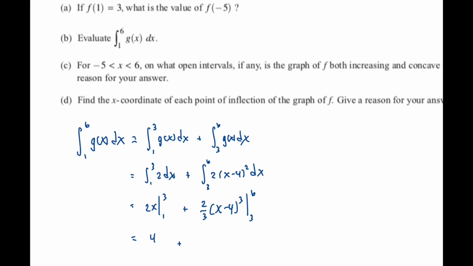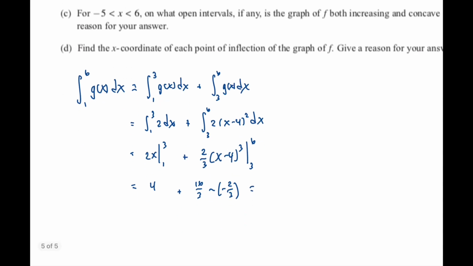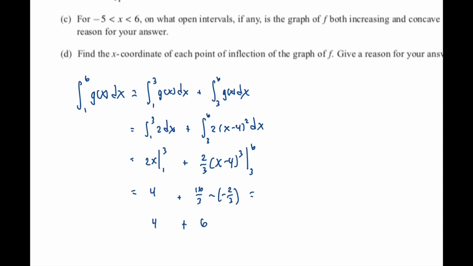So this is going to be plus. Now if we take our 6 substituted in, it's 6 minus 4 cubed, that's 2 cubed, which is 8. 8 times 2/3 is 16/3. Subtract, take 3 and sub it in. We're going to have 3 minus 4 is -1, -1 cubed is -1, -1 times 2/3 is -2/3, subtract -2/3, and that gives us a total of 4 plus 6, giving us an integral value of 10.